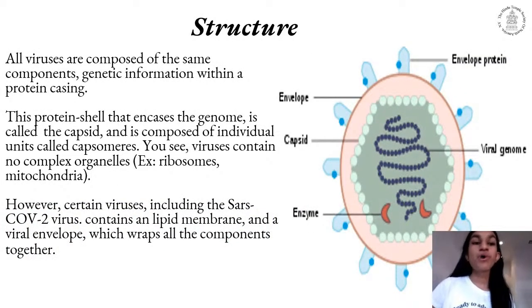Structure. All viruses are composed of the same components: genetic information within some protein casing. Now, the protein shell that encases the genome is called the capsid, and it's composed of individual units called capsomeres. You see, viruses don't have complex organelles like ribosomes or mitochondria. However, certain viruses, including the SARS-CoV-2 virus, contain a lipid membrane and a viral envelope which wraps all the components together.